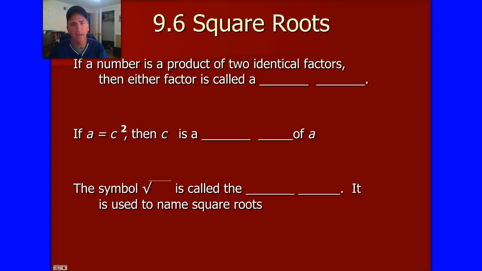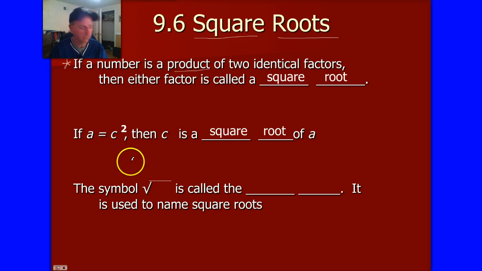So let's get some vocabulary out of the way. We have to start talking about what a square root is. And so I'll give you just kind of the math definition here. If a number is a product of two identical factors, then either factor is called a square root. If a is equal to c squared, then c is a square root of a. Here's what I mean by that.